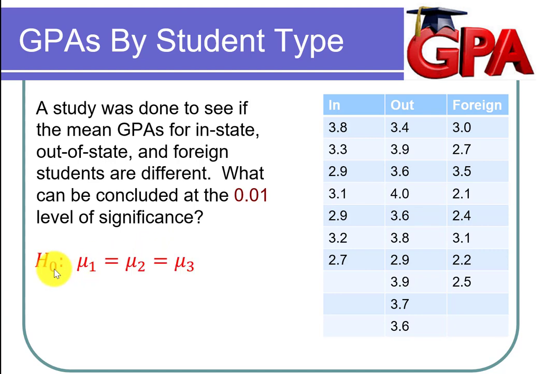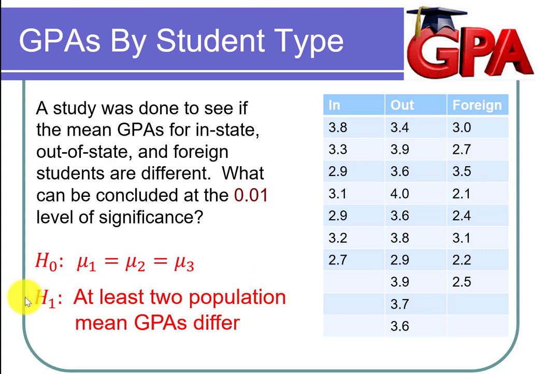And H naught is mu1 equals mu2 equals mu3. Population mean for in-state equals the population mean for out-of-state equals the population mean for foreign students. And we're talking about the mean GPAs. And then H1 is at least 2 population mean GPAs differ. That's all there is to it. We have our H naught and we have our H1.